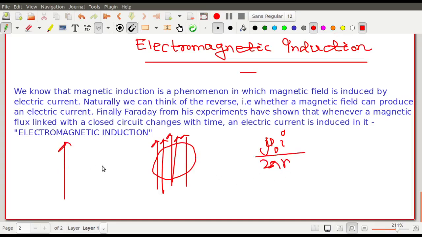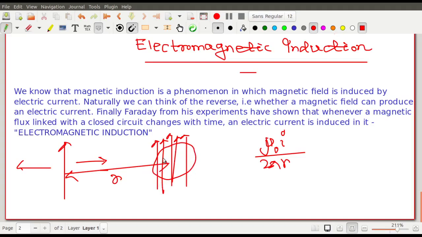If you change the position of the straight conductor, moving it forward and backward, that is, you are changing the position of this straight conductor, then definitely this distance r is changing. So the distance r will change if you move this to and fro. Because of this to-and-fro movement of the straight conductor, definitely the magnetic field associated with this closed circuit will change.